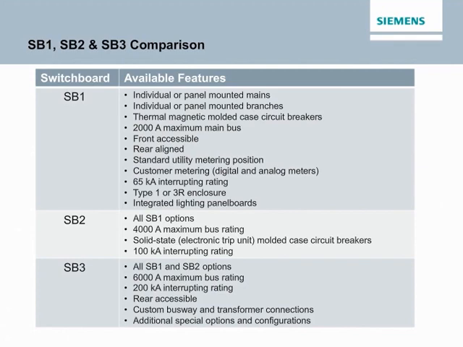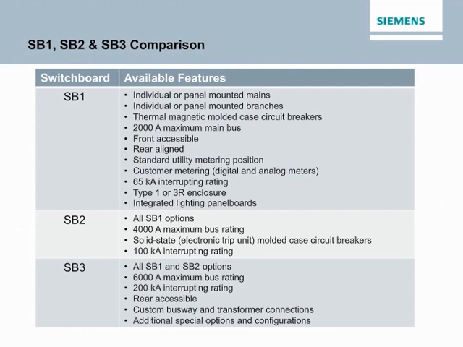SB1 switchboards are designed for the shortest lead times and for applications where floor space is at a premium. The rear of all sections align so the switchboard can be installed against the wall. An SB1 switchboard incorporates front connected main protective devices and through bus ratings up to 2000 amps and 600 volts.